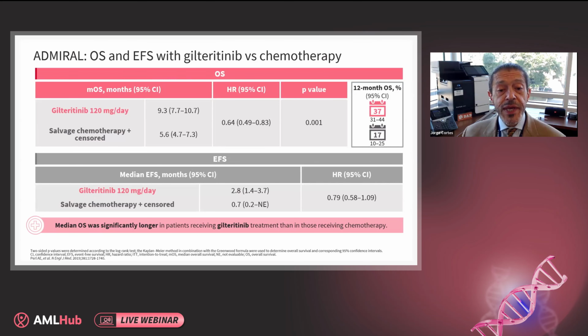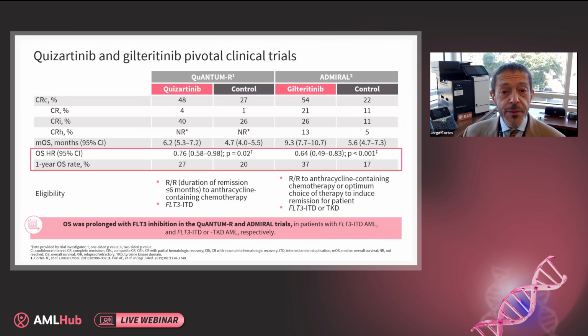In the next slide, we can look at a summary of these two studies and look at their similarities and their differences. Both, as I mentioned, showed an improvement in the response rate. Both showed an improvement in the overall survival for the FLT3 inhibitor compared to the control. There were some differences in the design of the study.